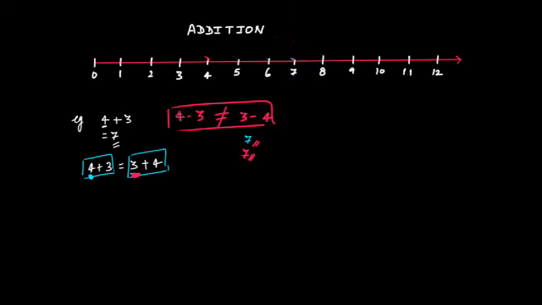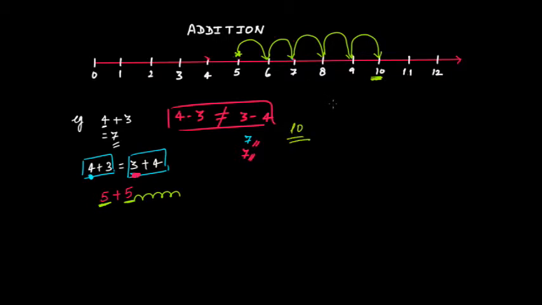Let me take, say, 5 plus 5. You start from 5 and take 5 jumps. So the first jump, the second jump, the third, the fourth, and the fifth. And the arrow is pointing at 10. Therefore, the answer would be 10. So this would be the way to represent it on our number line.